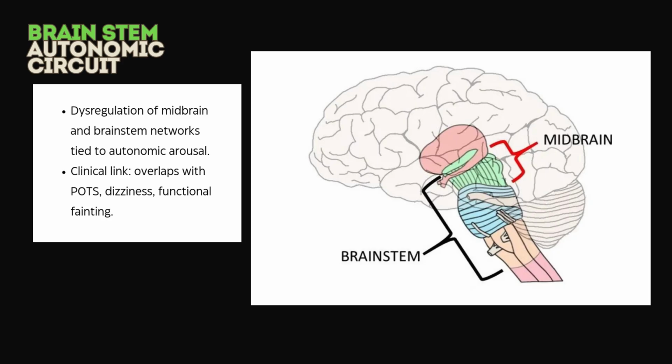The brainstem autonomic circuit: dysregulation of the midbrain and brainstem networks tied to autonomic arousal. The clinical link with the brainstem autonomic circuit overlaps with POTS, dizziness, and functional fainting.